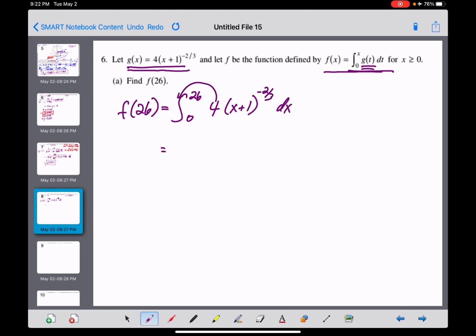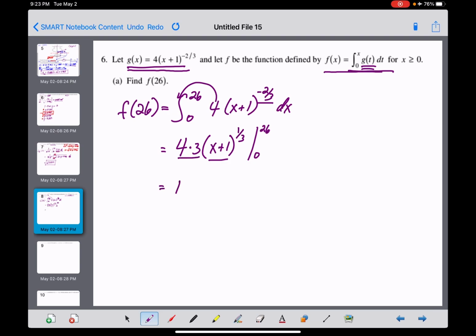So what are we going to do here, guys? I would pull that 4 out in front right here, although it doesn't really matter here. We're going to keep the base the same, x plus 1. We're going to raise this exponent by 1. Negative 2/3 plus 1 is 1/3, and we're going to divide by that new exponent. Dividing by 1/3 is the same as multiplying by 3. Technically here, we would now need to divide by the derivative within the base of that exponent, but the derivative of x plus 1 is 1. We can get away with ignoring that. So that's going to be our antiderivative now, evaluated from 0 to 26.